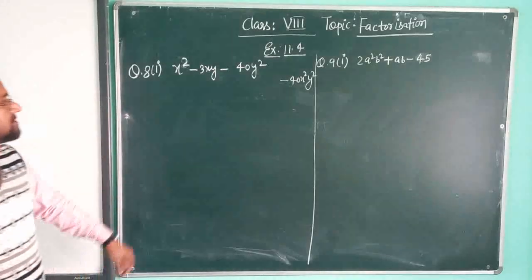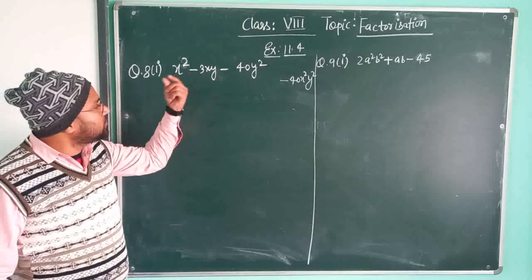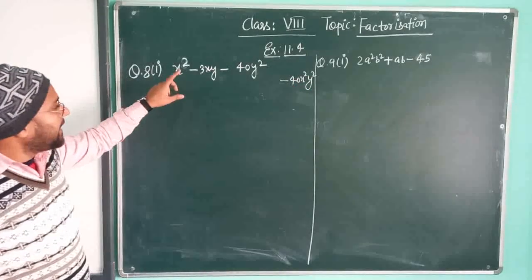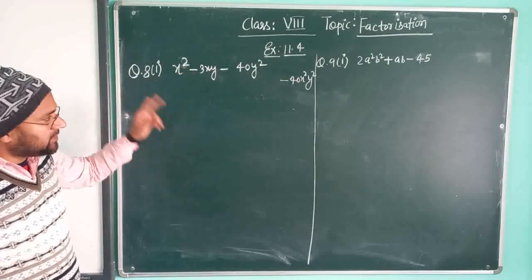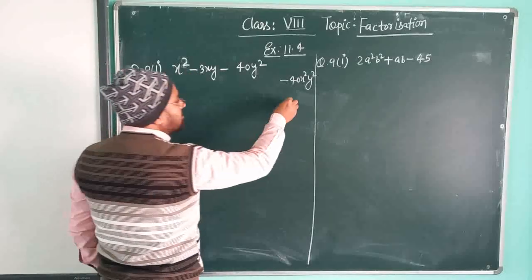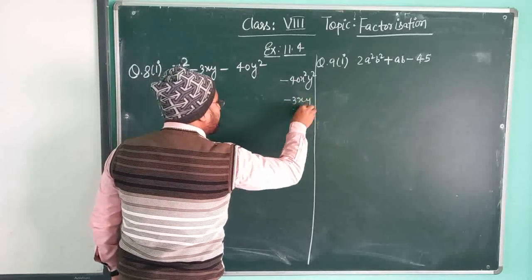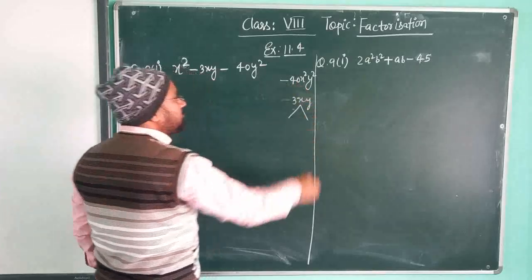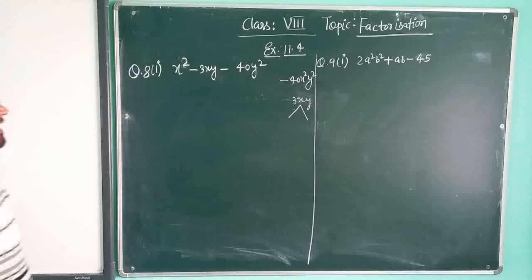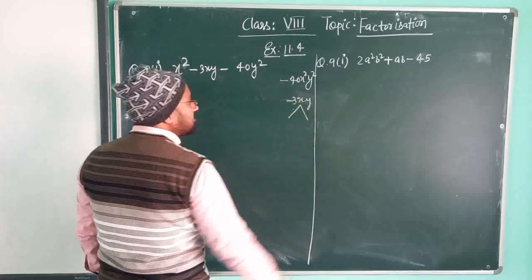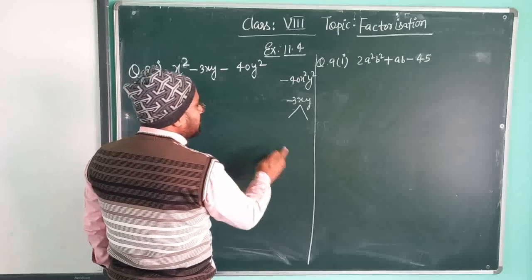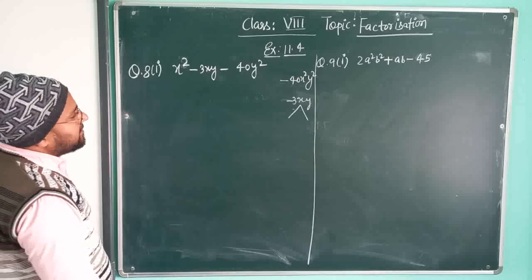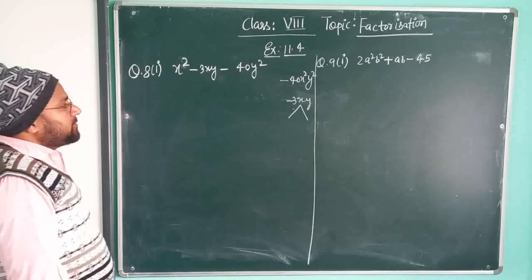So our aim is to break this middle term into two parts whose product is minus 40x²y², and by adding or subtracting the two terms, you will get minus 3xy. So I am going to break this minus 3xy into two parts whose product is minus 40x²y², and by adding or subtracting we get minus 3xy.